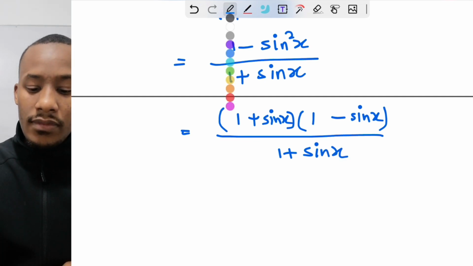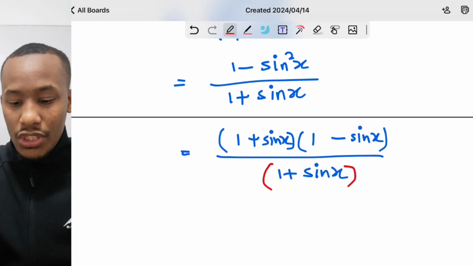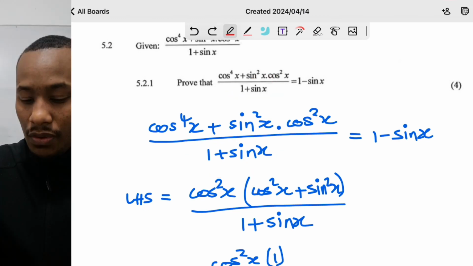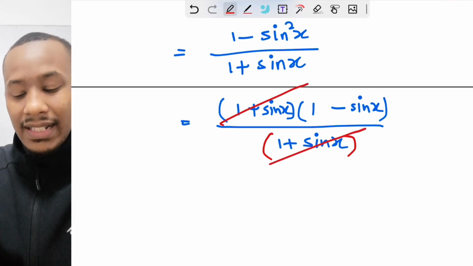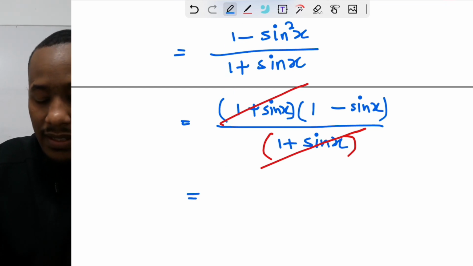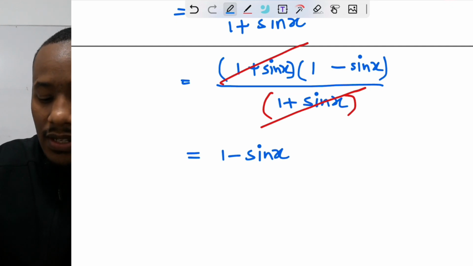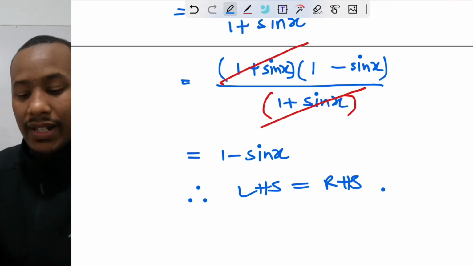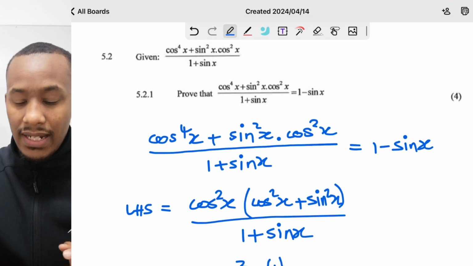Now, this term at the bottom, 1 plus sine x, you can see it hasn't changed throughout. There was always that 1 plus sine x. In the very last step, you can see here it's cancelling with the numerator. And we are actually now left with the answer that was required, 1 minus sine x. So therefore, we can say the left-hand side is now equal to our right-hand side, as required. We've proved this identity.